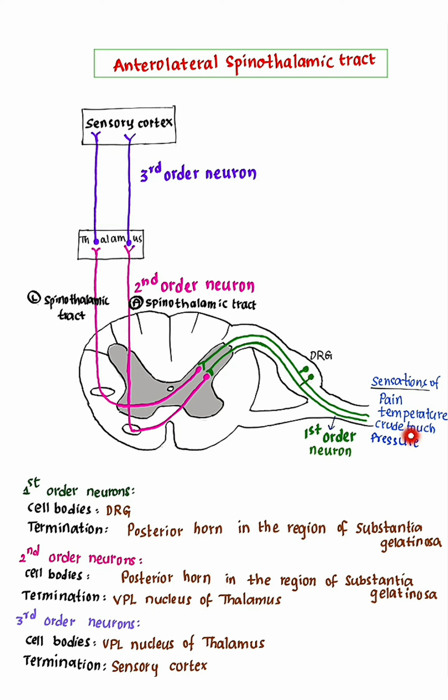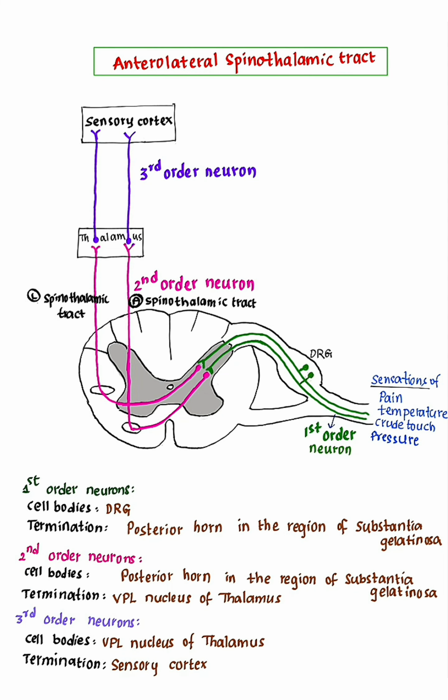The sensations of crude touch or light touch and pressure from opposite half of the body are carried by anterior spinothalamic tract. There are three order neurons: first order neurons, second order neurons, third order neurons. First order neurons. The cell bodies of first order neurons are present in dorsal root ganglia of the spinal cord, and their fibers terminate into posterior horn cells of the spinal cord.